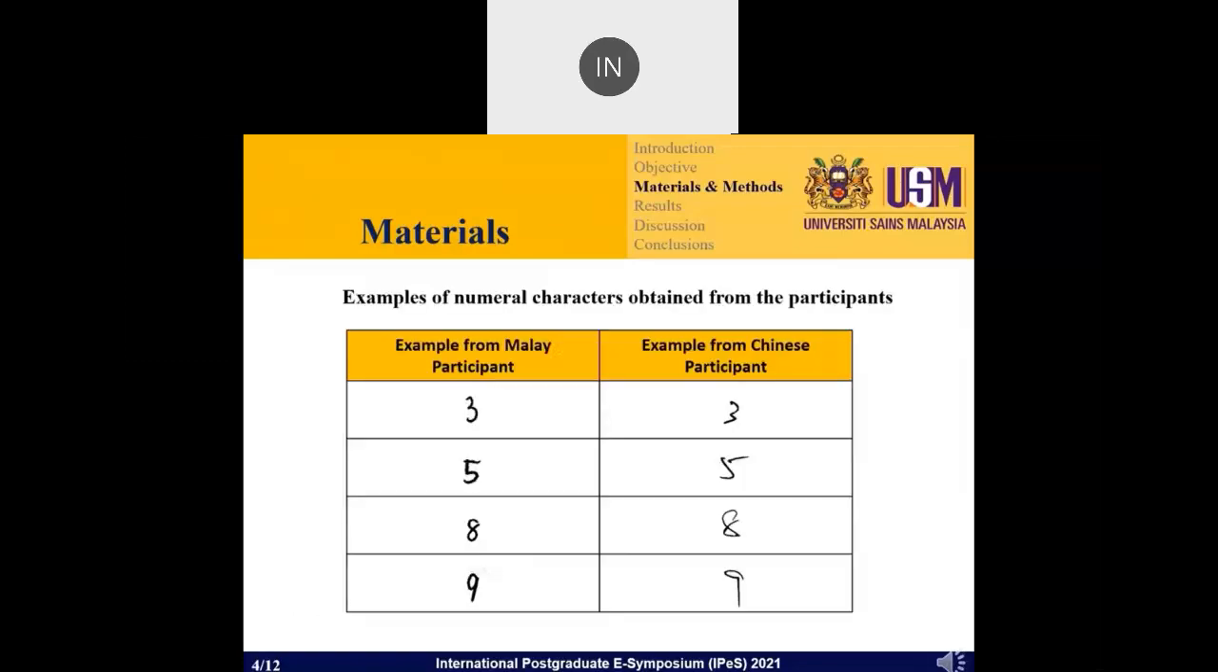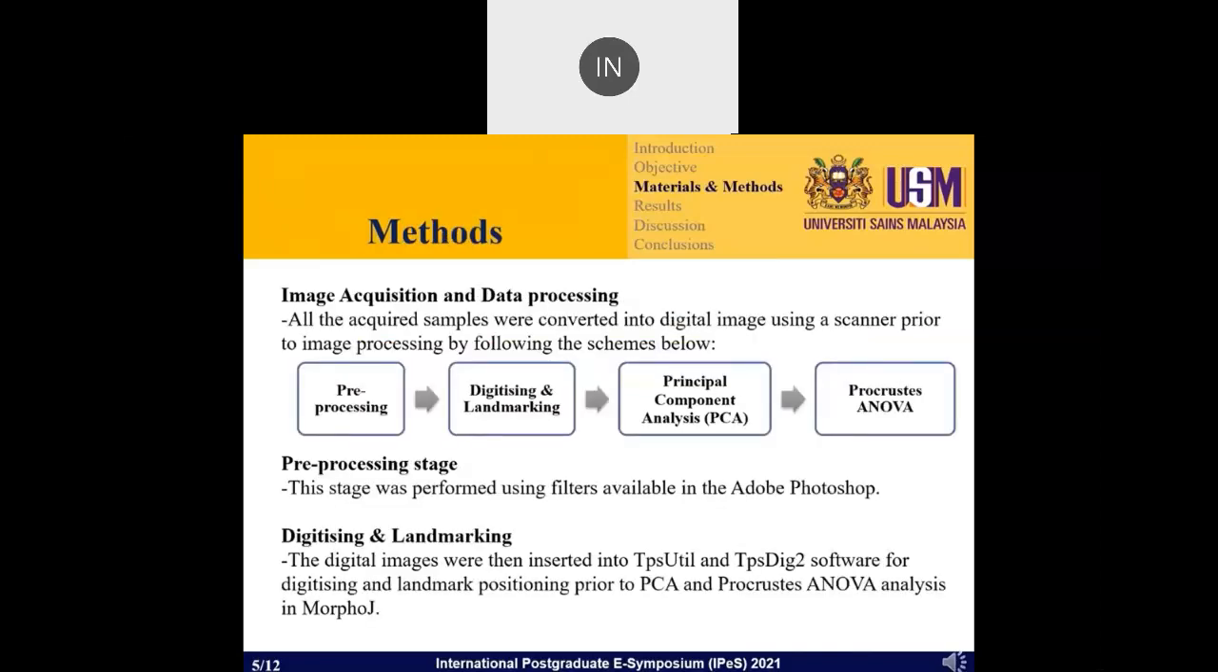These are the examples of numeral characters that obtained from the Malay and Chinese participants. All the acquired samples were then converted into digital image by using a scanner prior to image processing by following the scheme that shown on the screen right now. There were 4 important stages in this study. The first stage was pre-processing stage. This stage was performed by using filter that available in the Adobe Photoshop to enhance their contrast, brightness, smooth, remove noise, and extra pixel from the digital image of handwritten numeral sample.